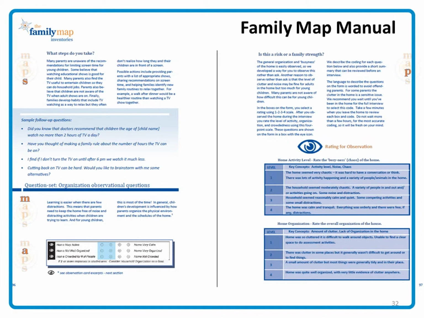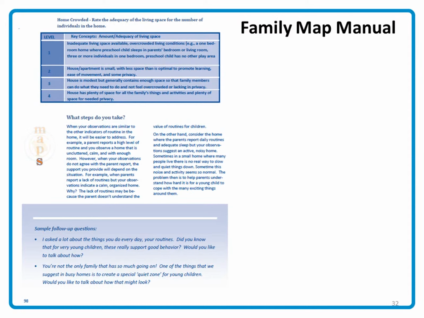The Family Map Manual also addresses the observational questions. So just like a regular question set, it's identified: question set, organization, observational questions. So in Unit 2, at the very end, there's observational questions on the organization of a caregiver's home. So the question set's identified. It shows the MAP, the S is on the next page that we'll look at, but the MAP here identifies the definitions for the 1 through 4 rating scales and just gives you some more information about working with the family on those observational questions.